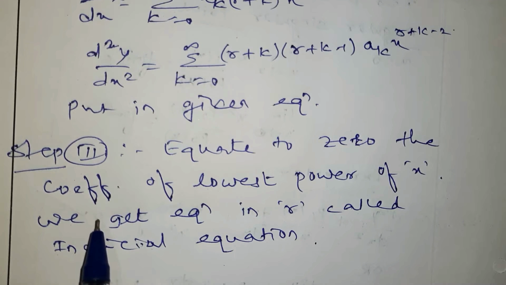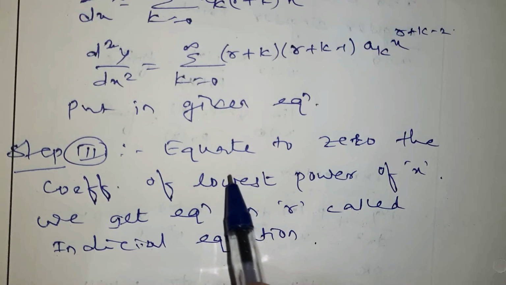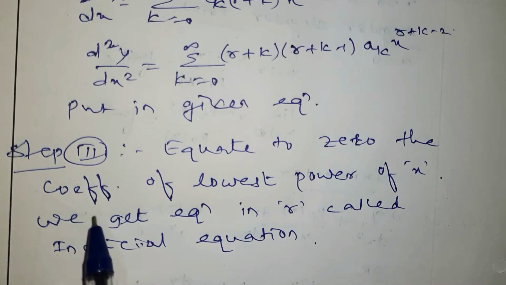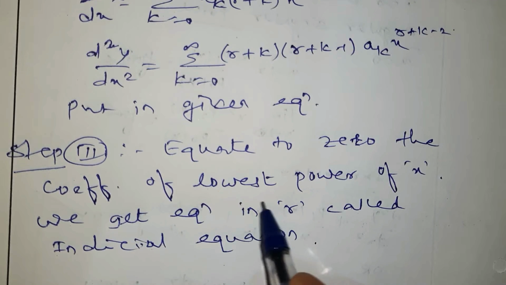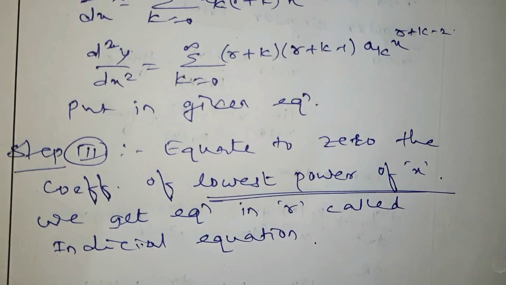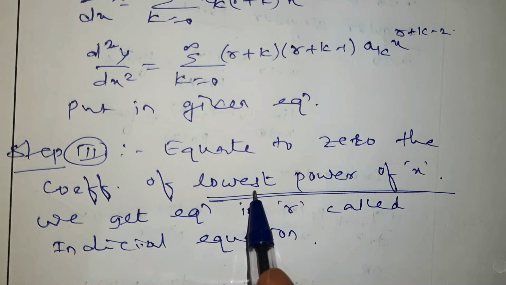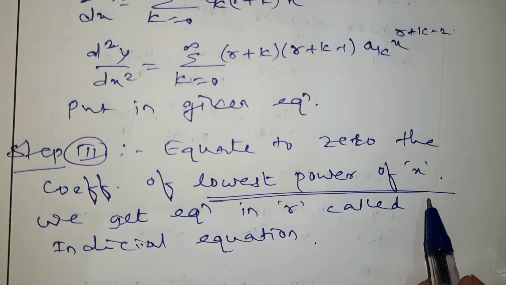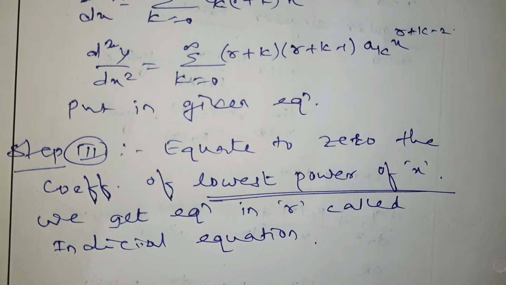So our step third is, I am just reading it carefully and then we understand. Equate to 0 the coefficient of lowest power of x. We get one equation in r, and that equation is called indicial equation. So which equation we call indicial equation? When we equate lowest power of x equal to 0.